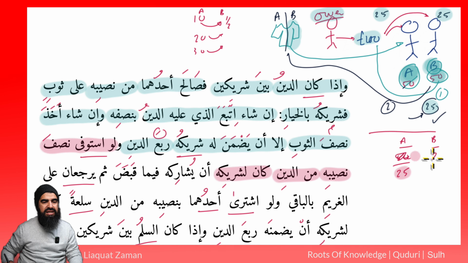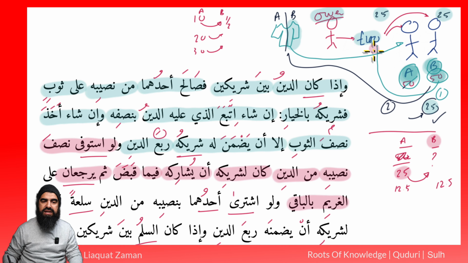Kana li sharikihi, the sharik B has the right, and yusharikuhu fima qabada. So this 25 that he has, he actually can share it with him, which means he's going to get 12.5 and he'll get 12.5 from that. Right? He has the legal right to that. Fima qabada, whatever he has. ثم يرجعان على الغريم بالباقي, and then they go back to the gharim and claim the remainder from him. So if he's taken 25, there's 75 left. They can claim the rest. Does that make sense? So remember this, whatever one partner takes, the other partner has the right to half of that. Okay, so this is just the rule. That's how it works.